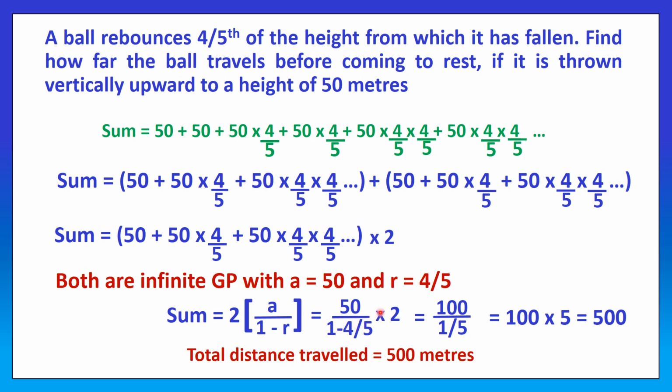And that into 2 times is equal to 100 divided by 1 by 5, and when 100 is divided by 1 by 5, this 5 will come up as 100 into 5, that is 500. Now the total distance travelled by the ball before coming to rest is 500 meters. That is how we find the total distance travelled by the ball, which travels in an infinite GP series.